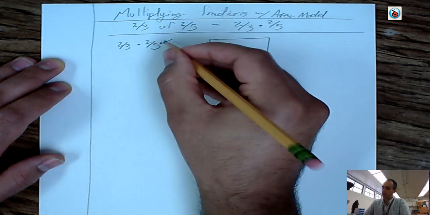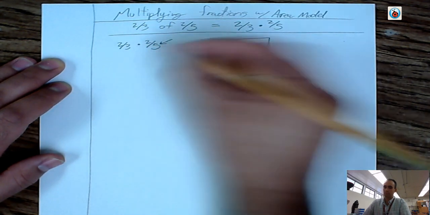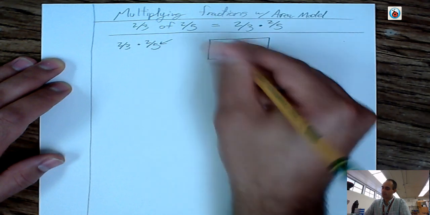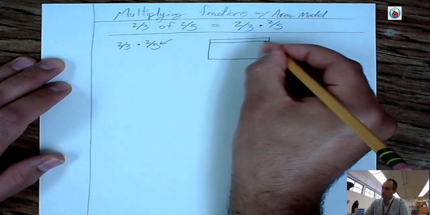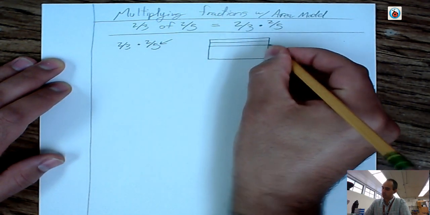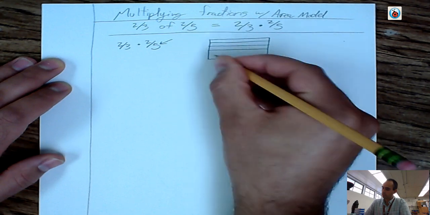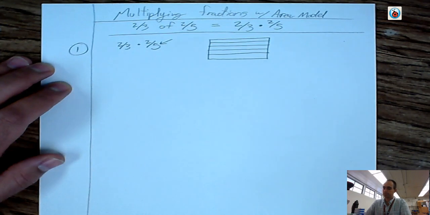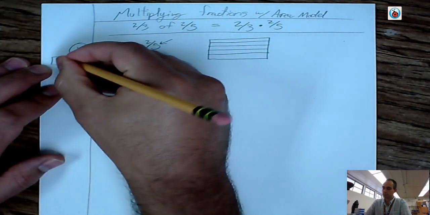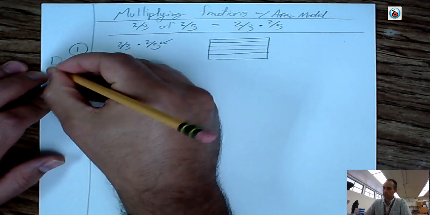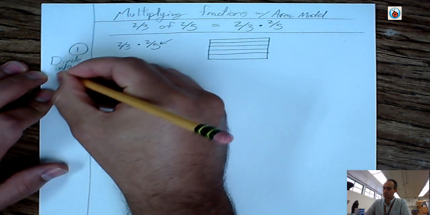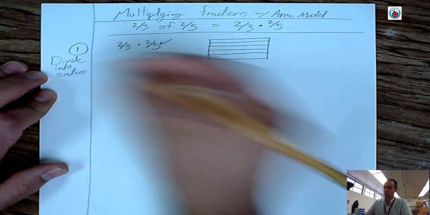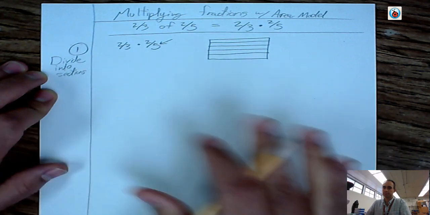Draw it out, and you're going to divide this into that number of pieces. So there's 5, so I'm going to divide this into 5 pieces. 1, 2, 3, 4, 5. That's step 1. Divide it into the proper number of sections.